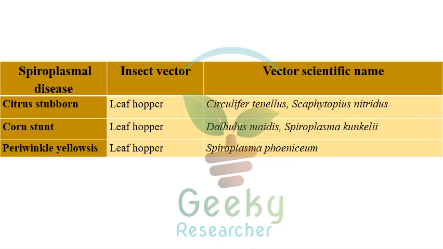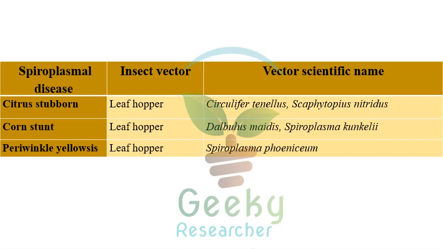I think we already discussed before, I told you about phytoplasma, right? Now it is spiroplasma. Actually, phytoplasma was first discovered by Doi et al. in 1967, whereas spiroplasma was first discovered by Davis et al. in 1972.